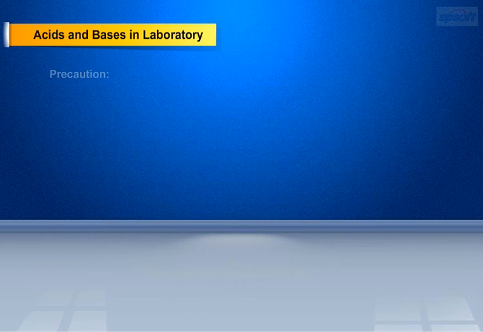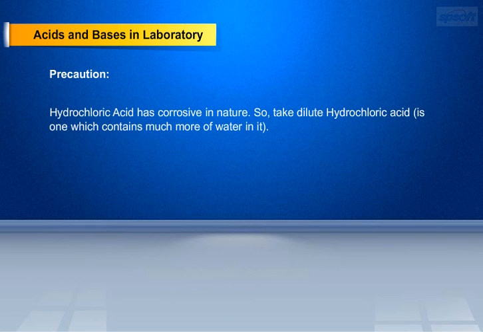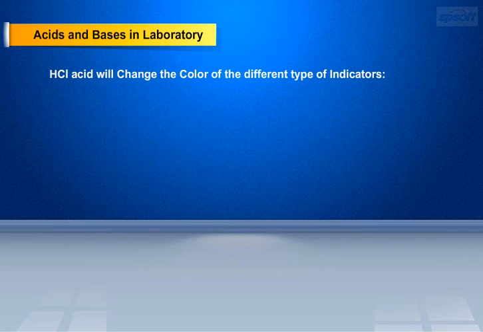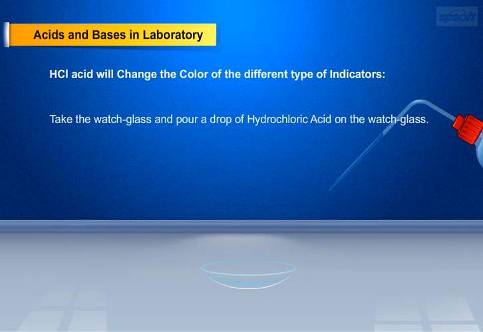We need to take a few precautions while doing this experiment. Hydrochloric acid is corrosive in nature. So, take dilute hydrochloric acid, which contains much more water in it. Let us start the experiment. Take the watch glass and pour a drop of hydrochloric acid on the watch glass.